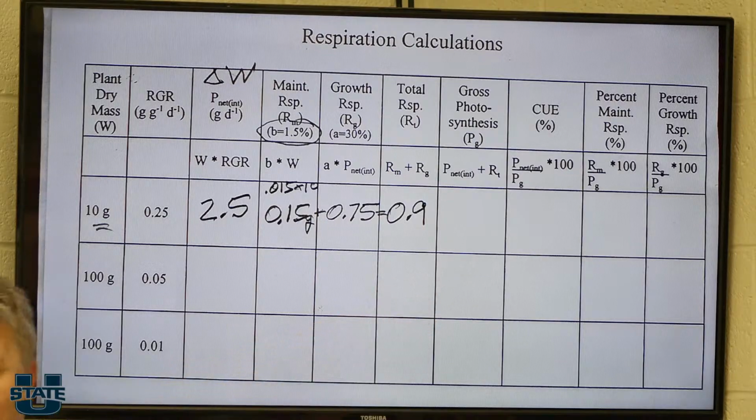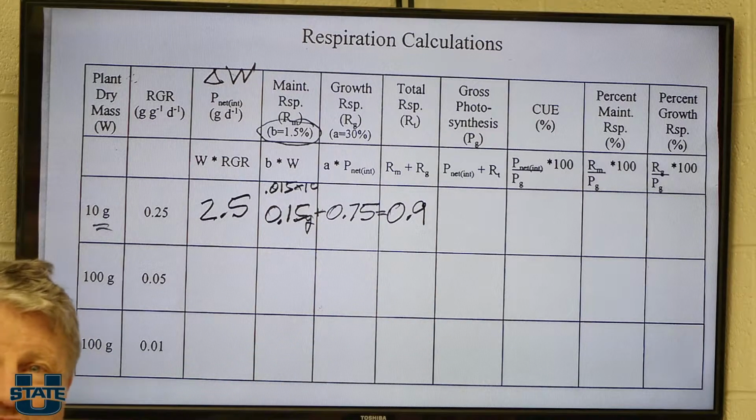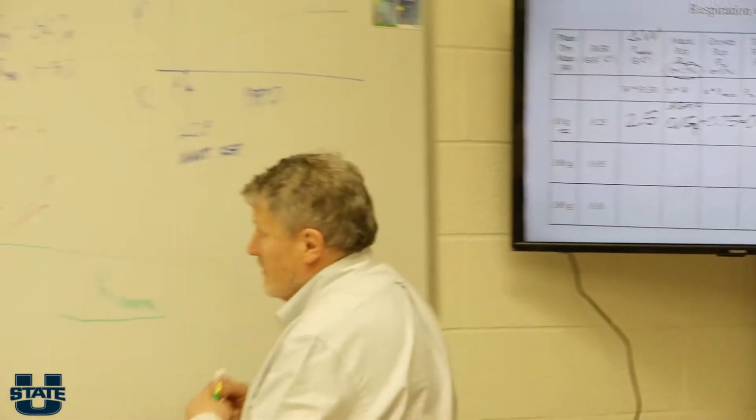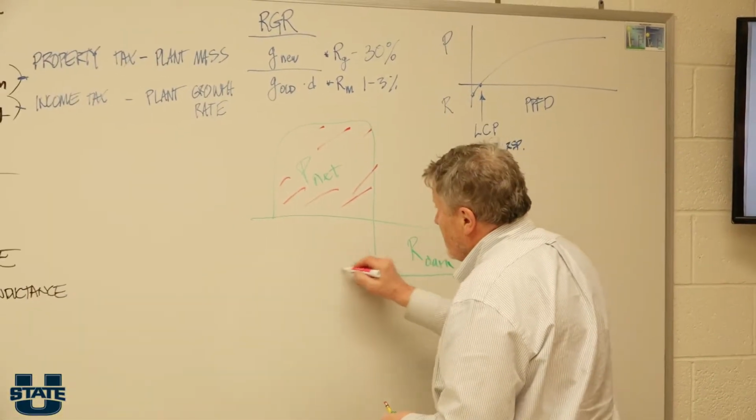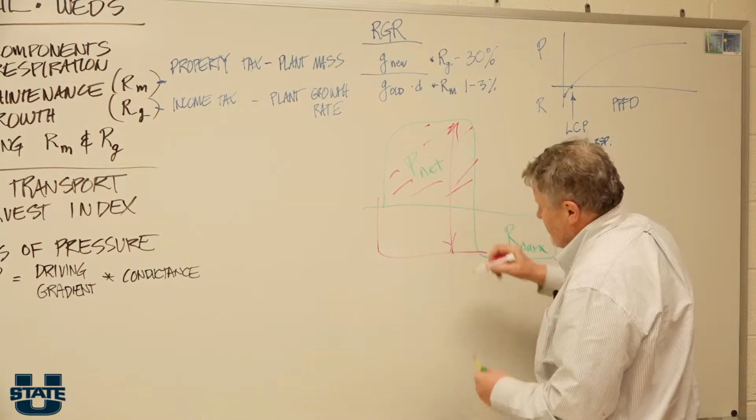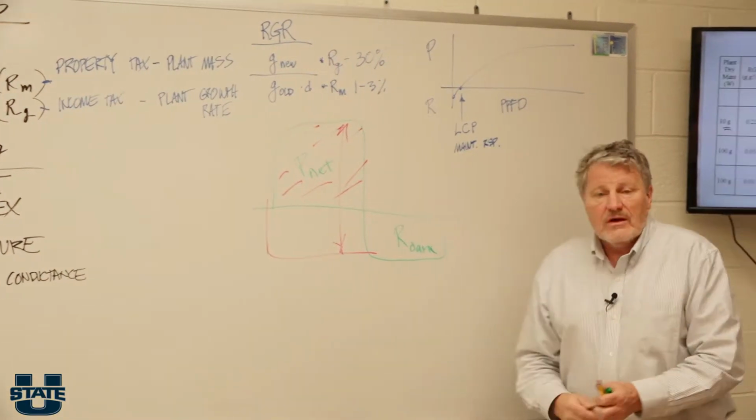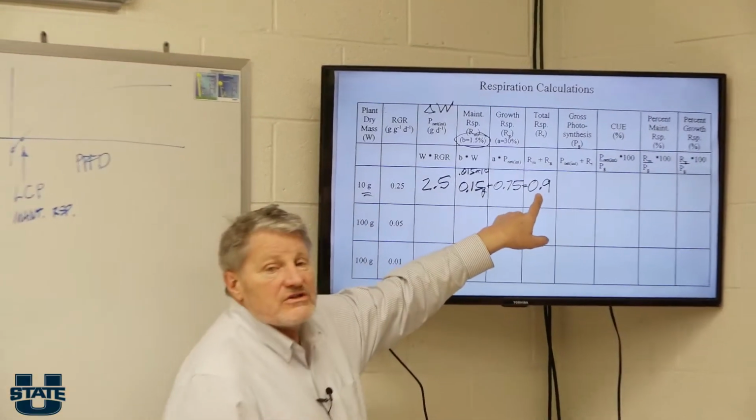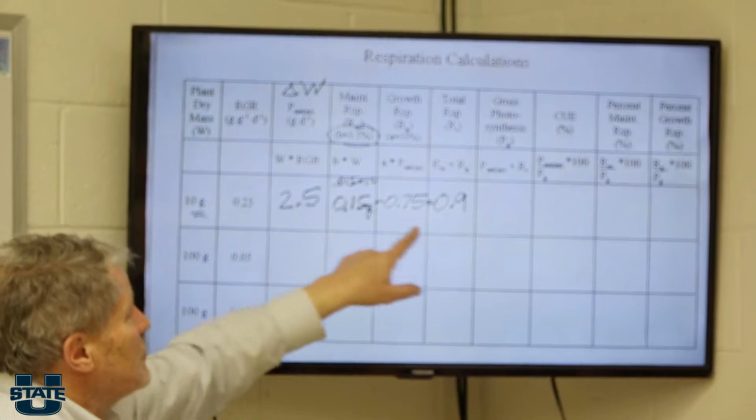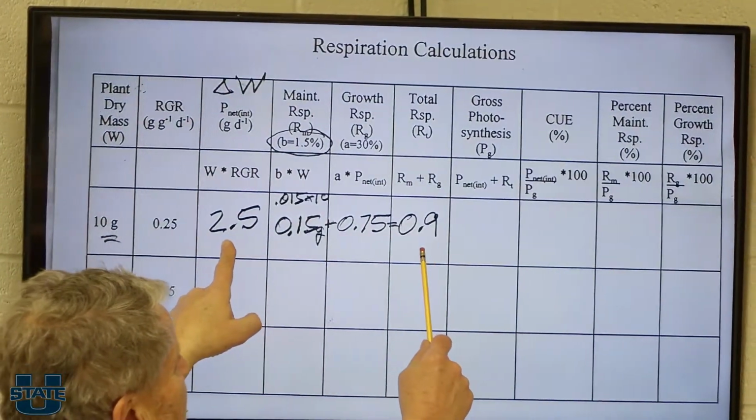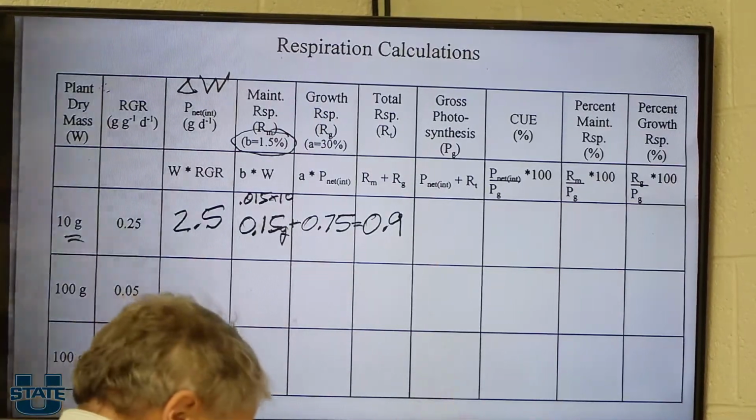Now, remember how we did growth in here, where we had this going to here, and we did gross photosynthesis. Gross is how much it grew plus the respiration. So this is 2.5 plus 0.9, 3.4.